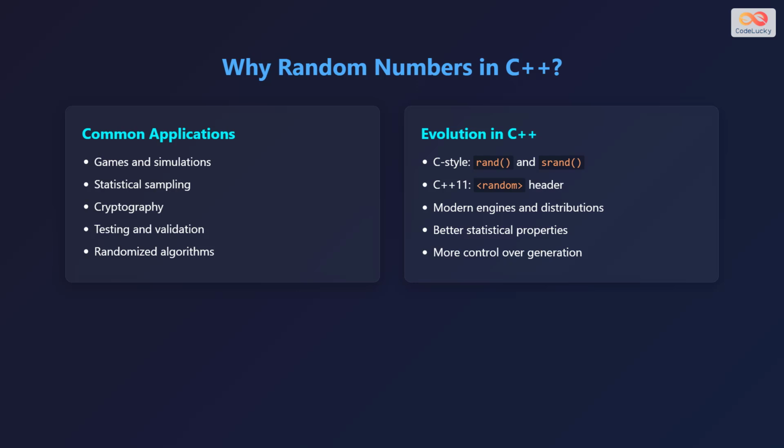Now let's look at how random number generation has evolved in C++. Traditionally, C-style functions like rand and srand were used. However, modern C++, particularly from C++11 onwards, introduces the random header, which provides more sophisticated engines and distributions. These modern facilities offer better statistical properties and provide more control over the generation process.